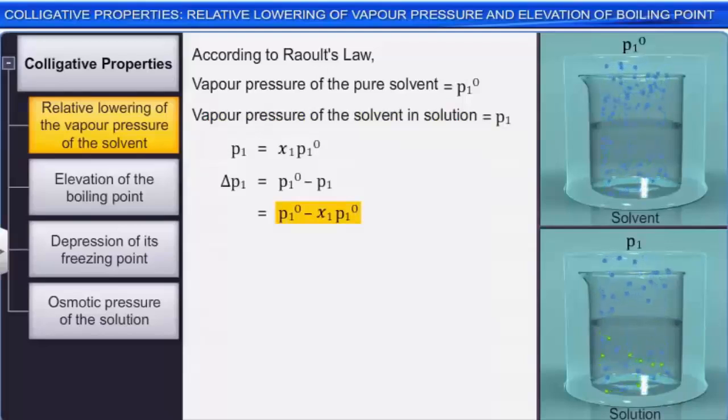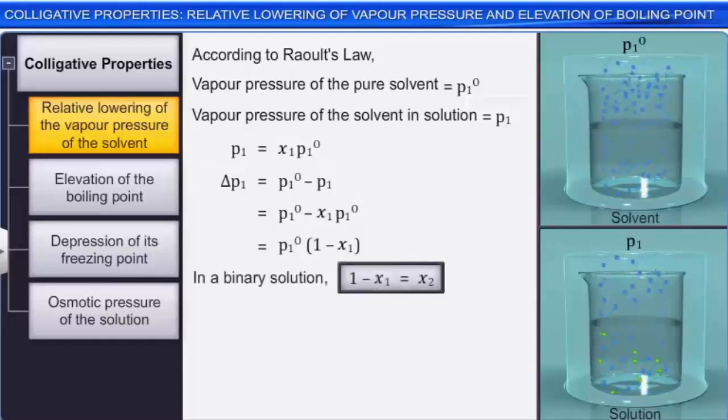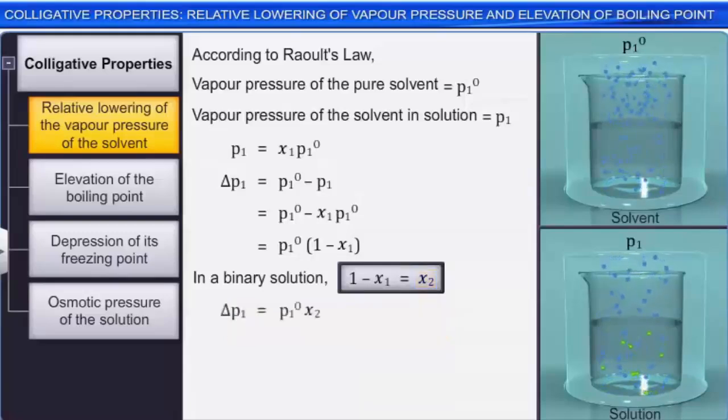Rearrange the terms. We get the change in vapor pressure, delta P1, is equal to P1 naught multiplied by 1 minus X1. In a binary solution, 1 minus X1 is equal to X2, that is, the mole fraction of the solute. Therefore, the lowering in vapor pressure, delta P1, is equal to P1 naught multiplied by X2.